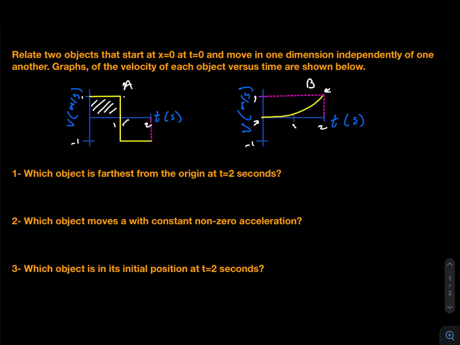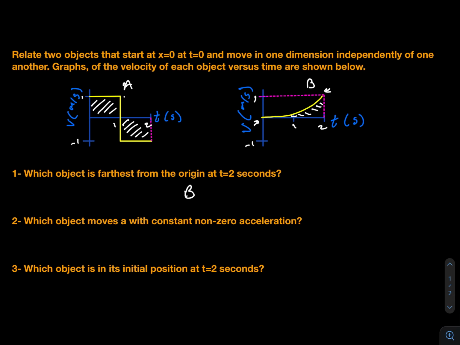So if we take these two areas right here, those two areas are going to cancel each other out, which means it's basically back to the starting point. But we can take the area underneath the curve of this line over here and notice that it's all positive displacement. So that's another sign to say that object B is furthest from the origin. Now let's look at number 2.